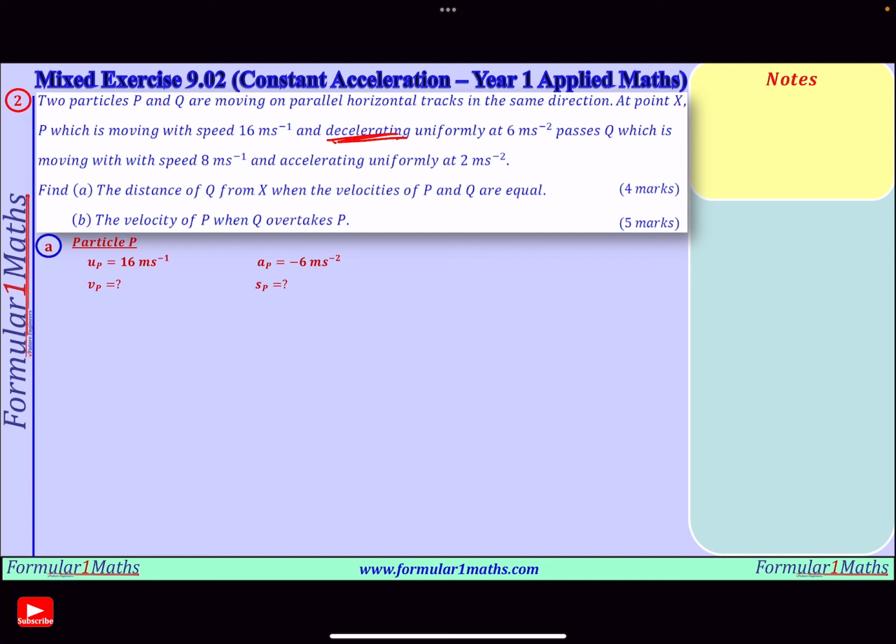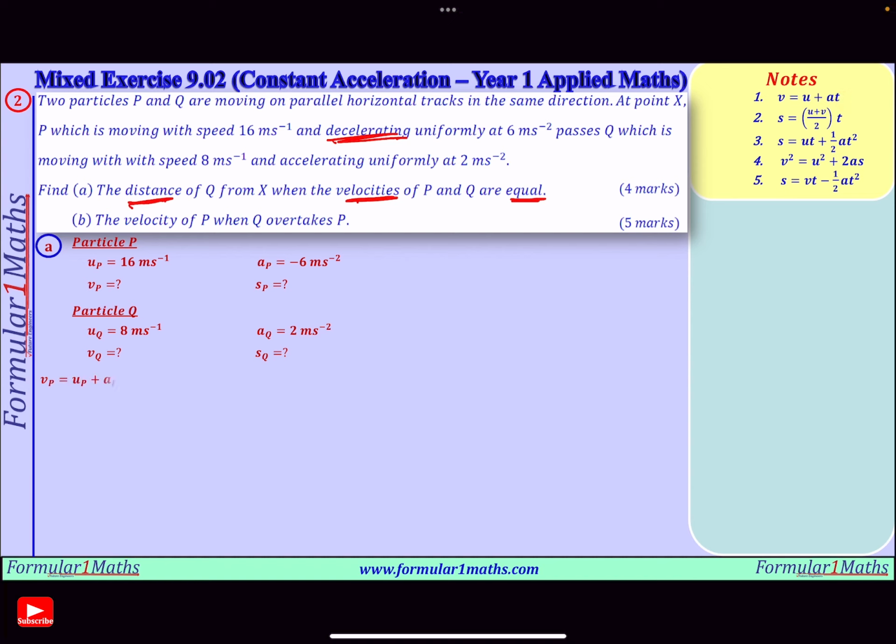We do the same thing for particle q, and we get the following: Uq for initial velocity, Aq for acceleration, Vq for the velocity at any time t, and the distance at any time t will be Sq. Since we are looking for the distance when the velocities are equal, we need to find the velocities of particle q and particle p. We're going to use equation 1 to find their respective velocities.